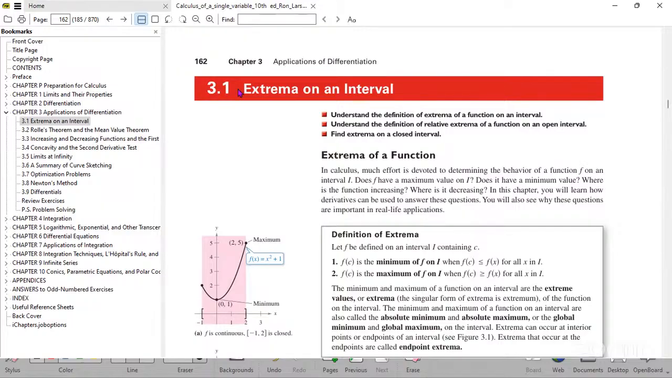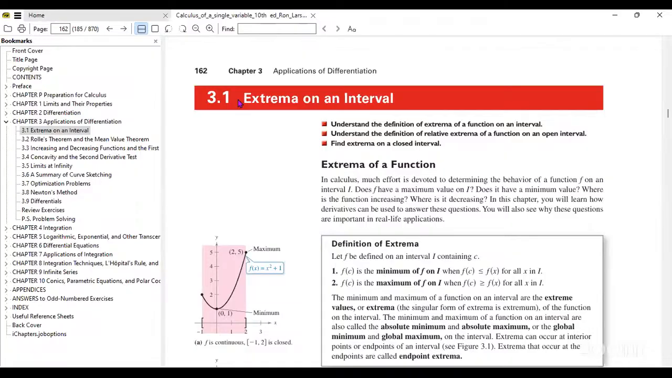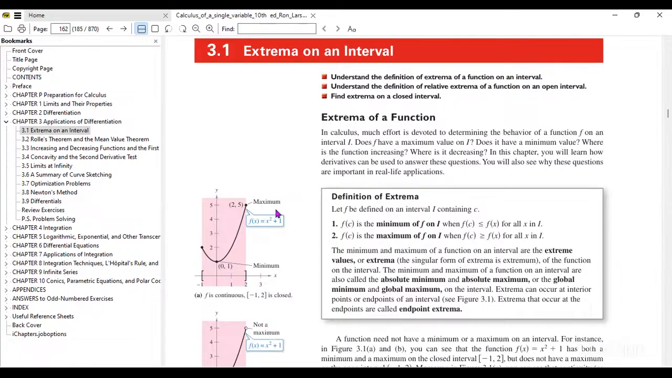I hope you are able to understand. Yeah, it makes sense. So probably for increasing or decreasing functions, we'll have mostly the extrema towards the endpoints. So that's what we call endpoint extrema.